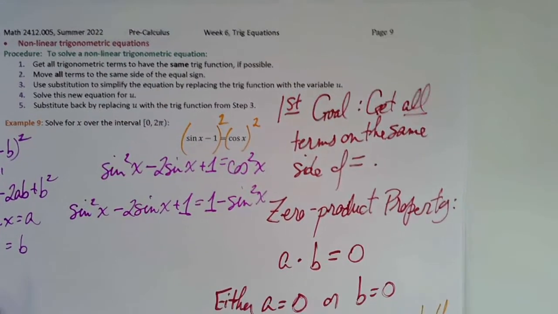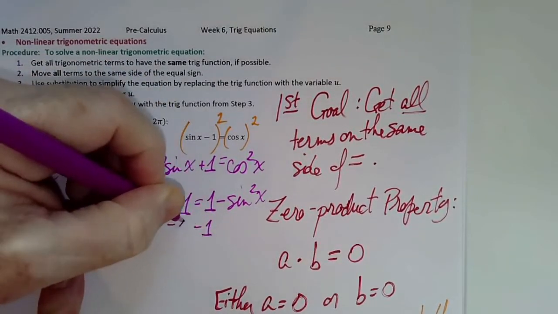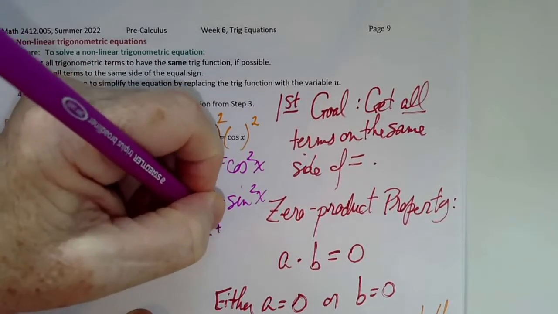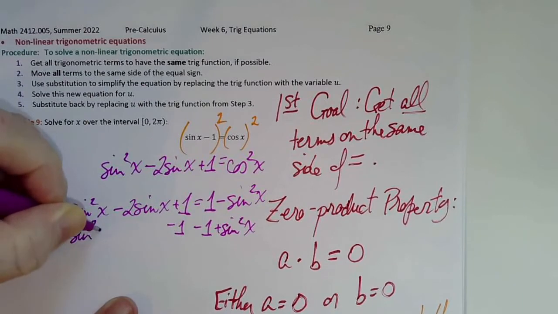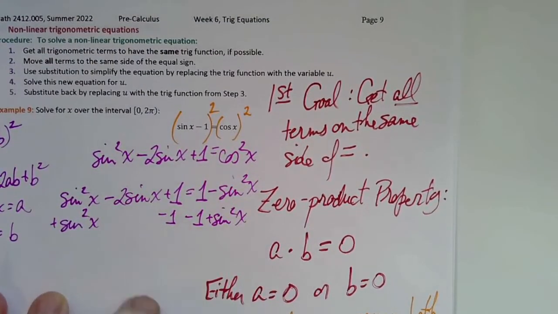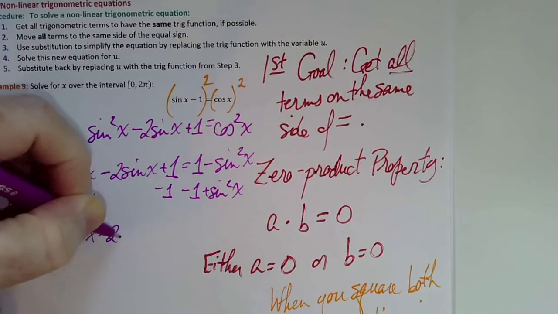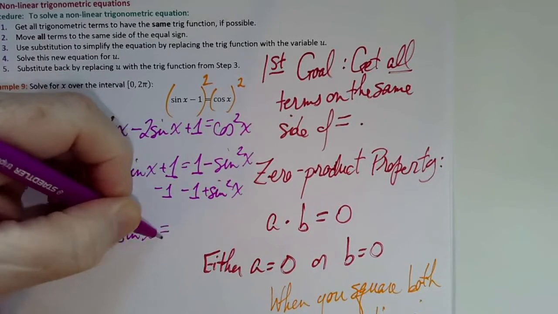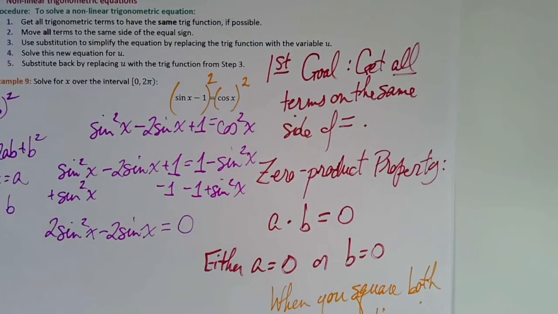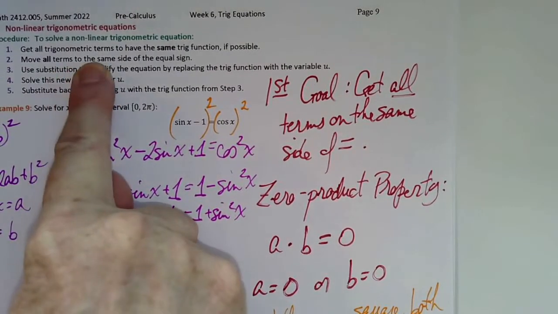So let's move everything to the left. That means we're going to subtract 1 and add sine squared x. Okay, so we're going to have 2 sine squared x minus 2 sine x, and the positive 1 minus 1 is 0, equals 0. Okay, I've got everything on the same side. We've got all terms on the same side.